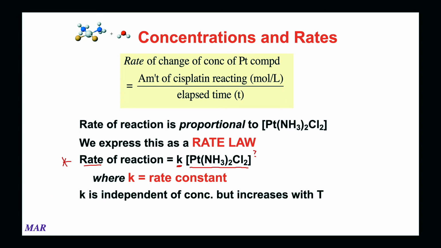K, the rate constant, is independent of concentration. So you can have as much cisplatinum or as little cisplatinum as you want, not going to affect K. But it does change with temperature. So we'll talk about K in a later lecture a little bit more. But for right now, just realize K is kind of like a holy grail when you want to find out the things that make reactions go faster or slower. If you have the rate constant, you have a lot of power over a given chemical reaction.